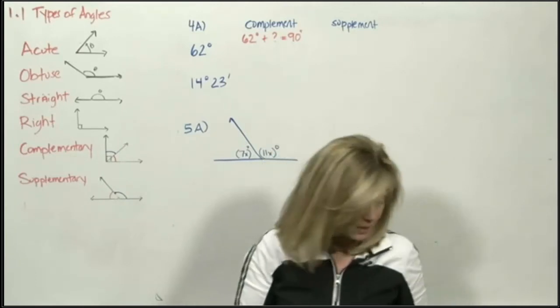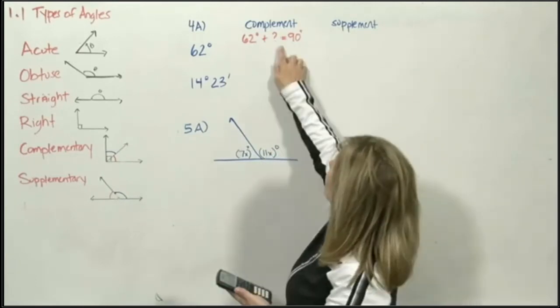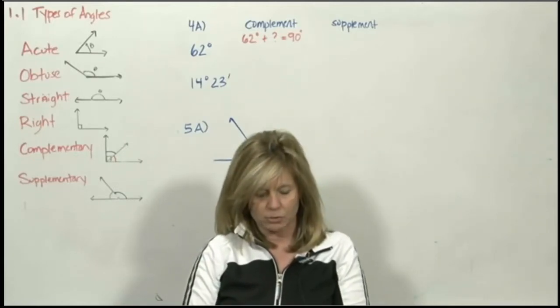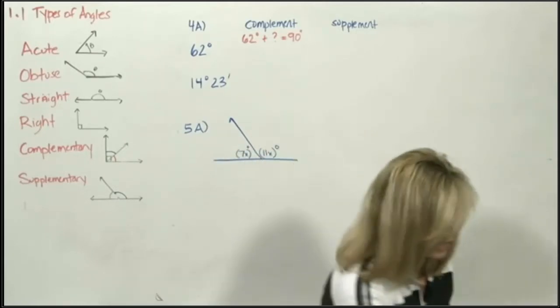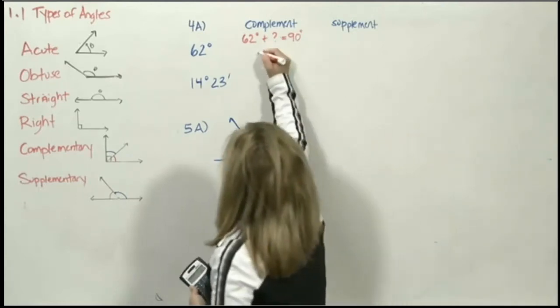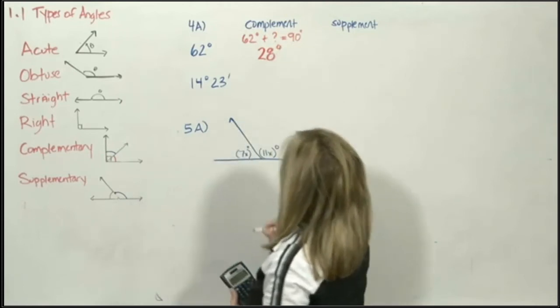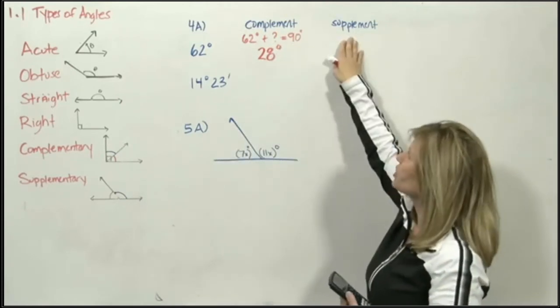All right, so very simple. I want to know what the complement is. So I'm going to take my calculator out and do that simple calculation. I'm going to do 90 minus 62, and I'm going to get 28. If you just write 28, I have to mark you wrong because our units are degrees.